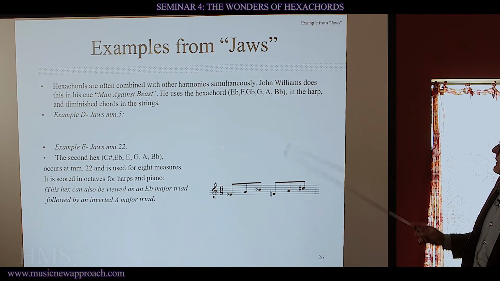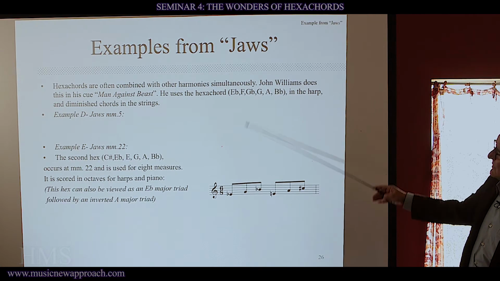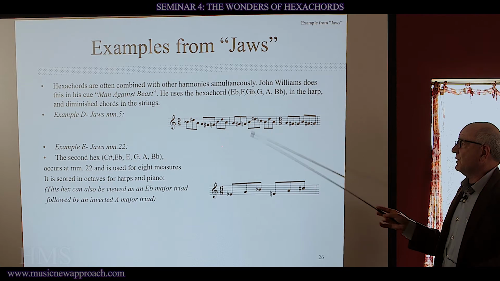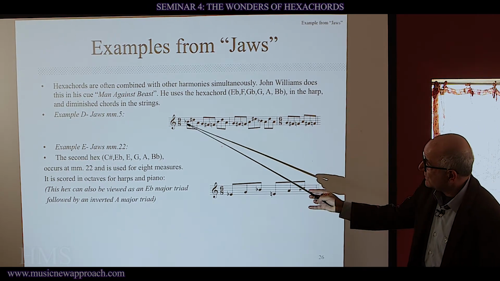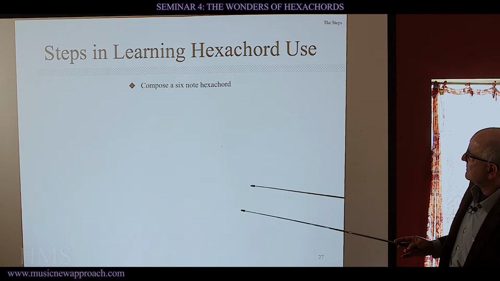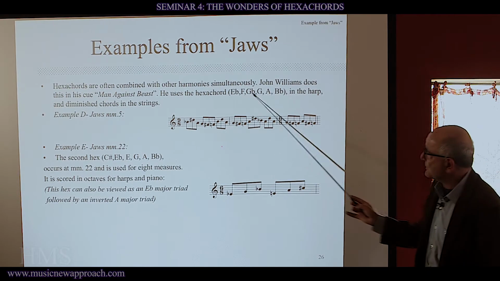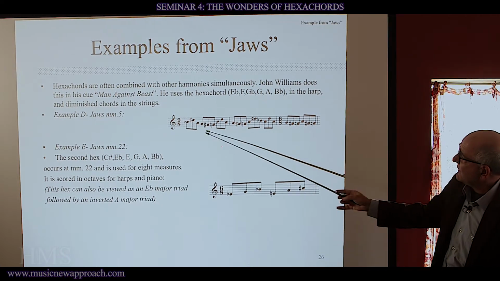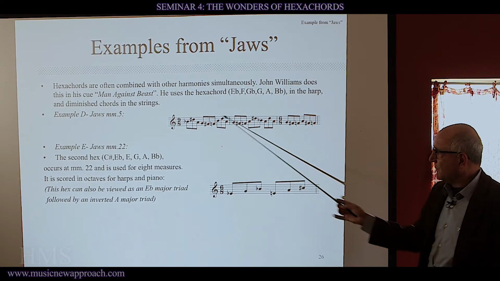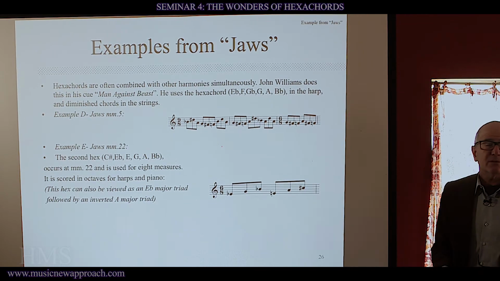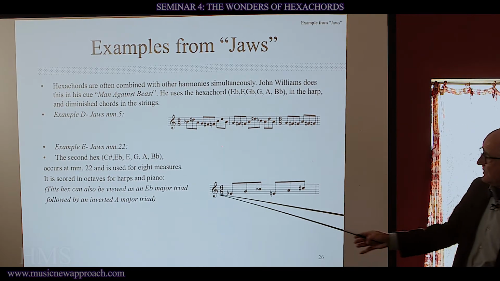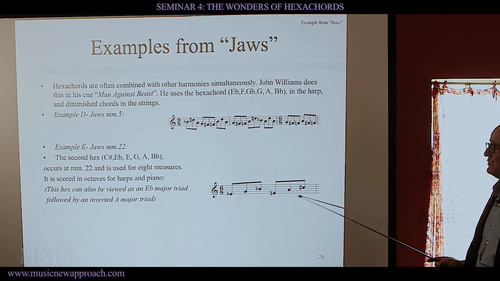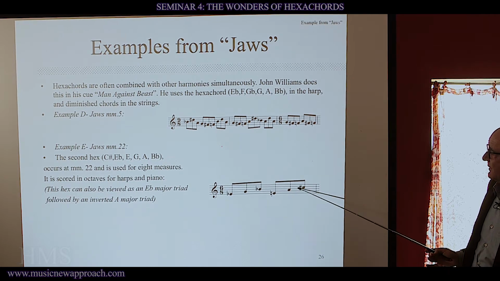Now, hexachords, going back to hexes, this is where we are. This is a hexachord that John Williams uses. He's not the only one. It's these pitches: E flat, F, G flat, G, A, B flat, written here, and he gets diminished chords in the strings. And it makes a nice little cycle. So this is, in essence, an E flat major triad and an inverted A major triad.